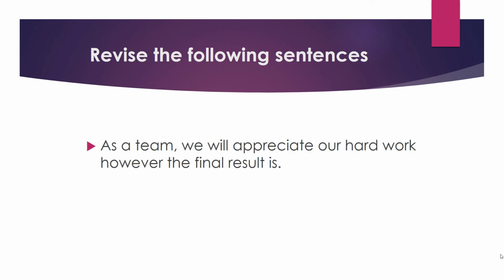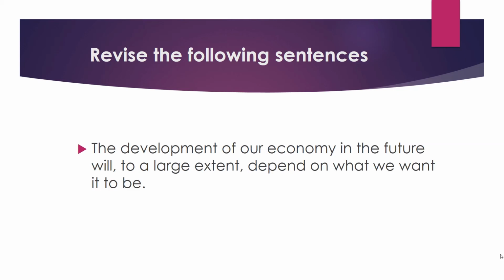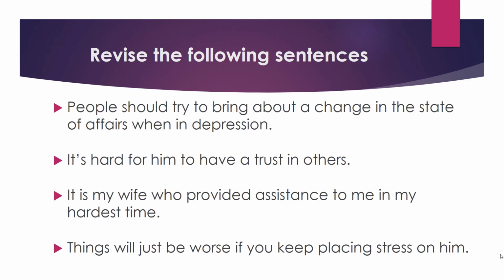Look at this sentence. A result is something that occurs as a consequence of some action. It's intrinsically final, so final should be eliminated. In the last sentence, the future tense of the verb will depend is sufficient to express the idea of future. Therefore, in the future is not necessary and should be crossed out. Please revise these few sentences after class.